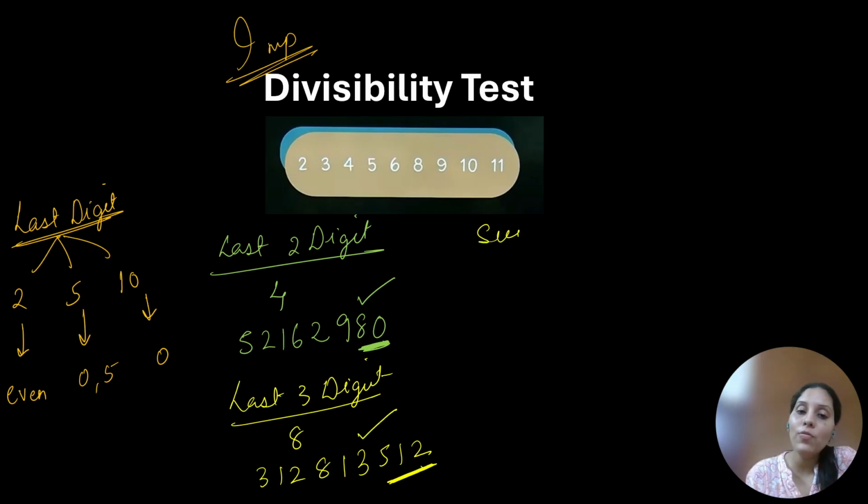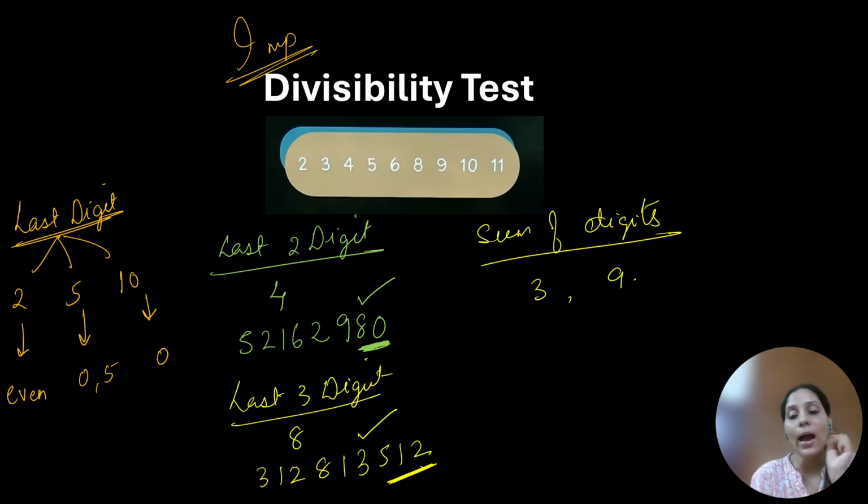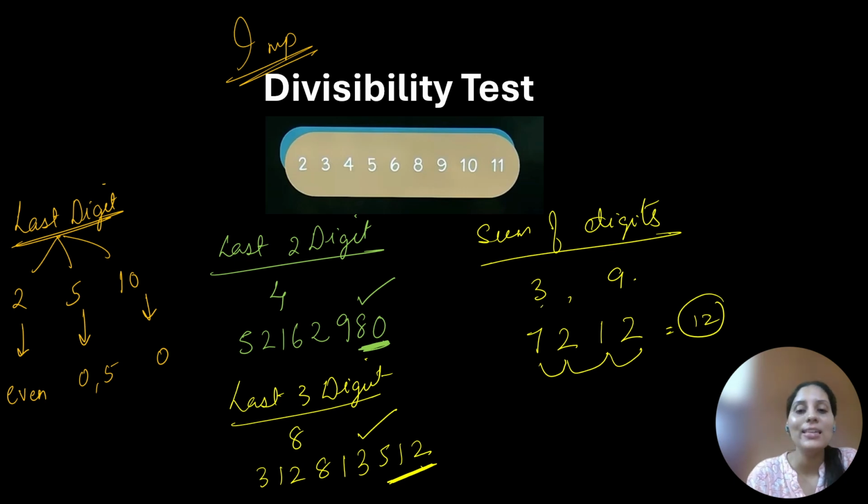Now, sum of the digits. 3 and 9. Here we need to add all the digits. Let us take 7 2 1 2. All right. So 7 plus 2, 9. 9 plus 1, 10. 10 plus 2, 12. Is 12 divisible by 3? Yes, it is. So the number is divisible by 3 and not 9.